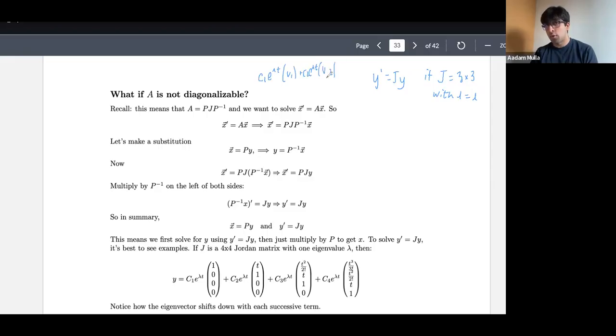Only problem is with Jordan canonical form, we don't clearly know what the eigenvectors are. So actually what the eigenvectors become is they become like this. Let me write it out. So y is going to look like, in the 3 by 3 case, c1 e to the lambda t times (1, 0, 0) plus c2 e to the lambda t times (t, 1, 0) plus c3 e to the lambda t times (t squared over 2 factorial, t, 1). And you're probably like, what is going on here?